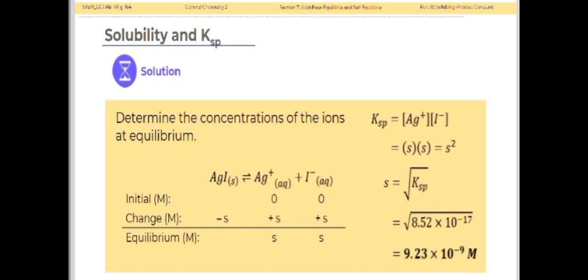With this, Ksp equals S squared. The equation can be rearranged to solve for S in terms of Ksp. Thus, S equals the square root of Ksp. Plugging in the given Ksp value, we get S equal to 9.23 times 10 raised to negative 9 molar. Then, this is the molar solubility of silver iodide.